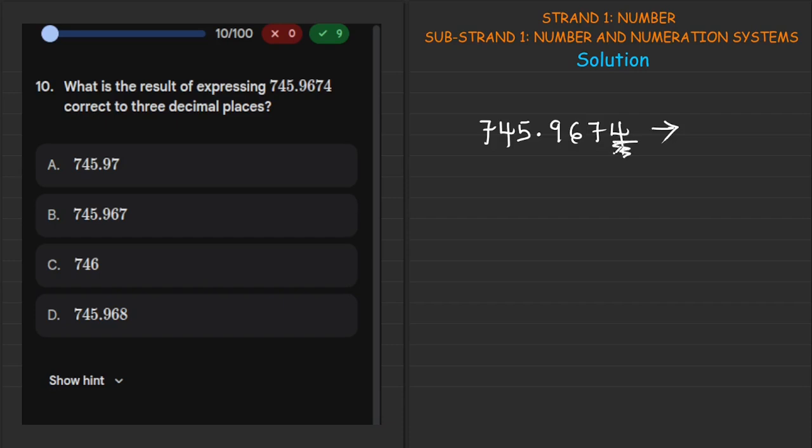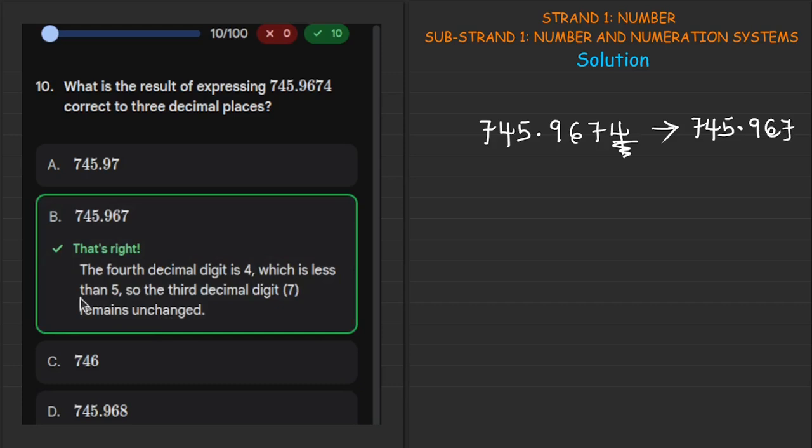This decider is a weak decider, that is 4. Hence, it has no effect on the third decimal place. Hence, we are going to get 745.967. And that is B. It says the fourth decimal digit is 4, which is less than 5. So the third digit, which is 7, remains unchanged.